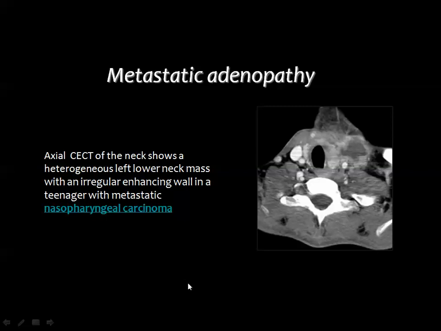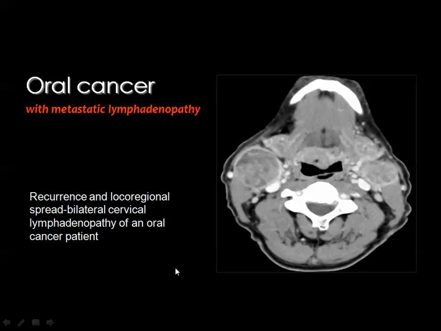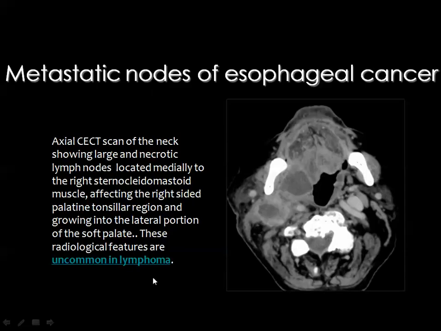Then the presence of a known primary malignancy is one of the helpful clinical criteria for the diagnosis of metastatic lymph nodes, and this is a necrotic lymph node on the left side of the neck in a patient with nasopharyngeal carcinoma, and this is a metastatic lymph node. And this patient has an oral cancer, and you see a mass at the base of the tongue encroaching on the oropharynx, with a lymph node here and a big one here posterior to the submandibular salivary gland, diagnostic of metastatic lymphadenopathy.